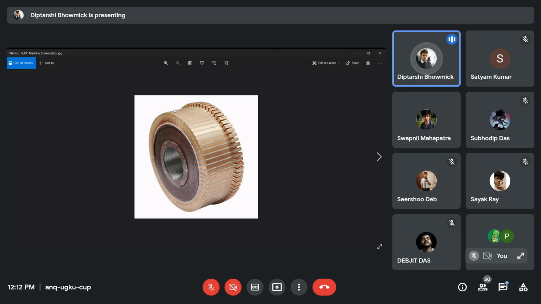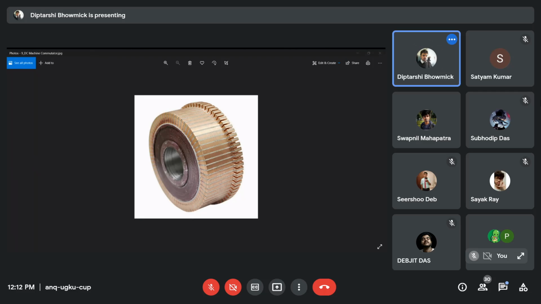If you want the outer diameter of this commutator ring, then you use the outside caliper. You place the outside caliper over there and you will get the diameter. But if you have to measure the inside diameter of this commutator ring, then you take an inside caliper, place it into this hole, and measure the diameter of this hole.